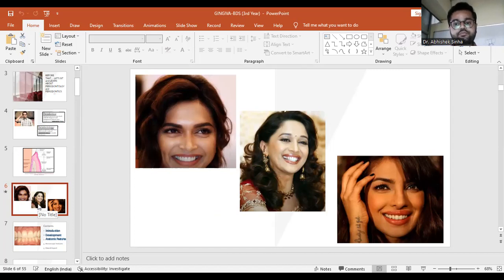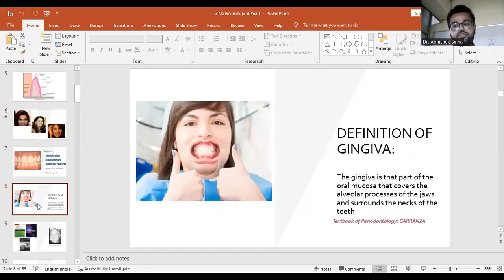So now the definition of gingiva. This is very, very important. It has been taken from your standard textbook of Carranza. It says the gingiva is that part of the oral mucosa that covers the alveolar processes of the jaws and surrounds the necks of the teeth.